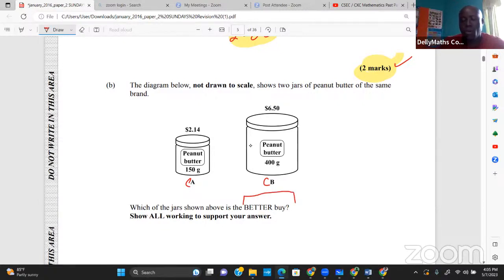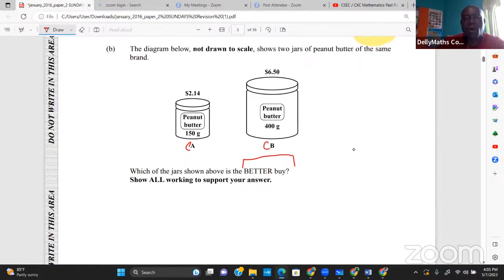What do we mean by better buy? When we talk about better buy, we're talking about the higher value for $1. That's what you're checking for. You want to check for which of the 2 I would get a higher value. In other words, for my $1, which one of these will I get more grams for? So we could simply check them out.